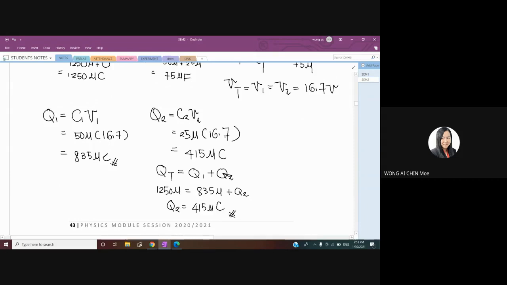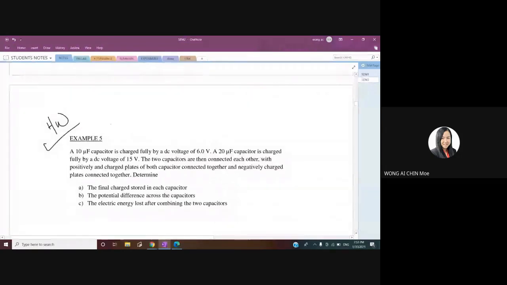So example 5 is your homework. Maybe I will discuss example 6, because example 5 is almost similar to example 4. So example 5 is your homework, and I will continue with your example 6.